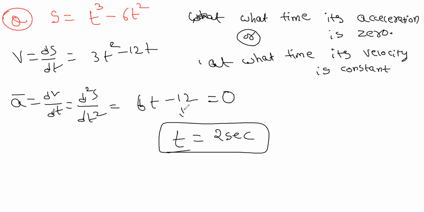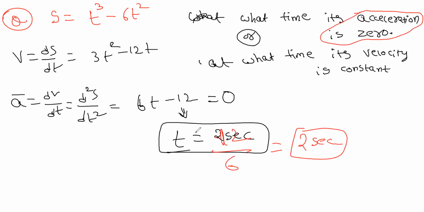When you solve this, t equals 12 divided by 6, which equals 2. So at time t equals 2 seconds, the acceleration is 0. In the same way, at time t equals 2 seconds, the velocity is constant. With one thing, you can tell different types of situations.